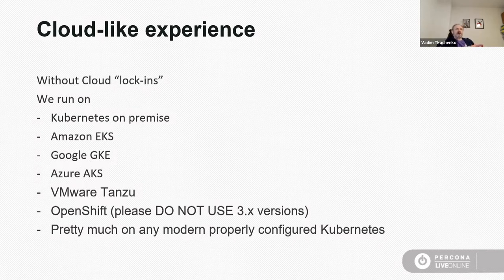With that, we can run our operators on Amazon EKS, on Google Kubernetes Engine, on Azure Kubernetes, on Enterprise Ready VMware Tanzu, of course, on OpenShift. But just please don't use a 3.x version. It's just too old. Only if you like antiques, please use OpenShift 4. And pretty much our operators will be able to run on any modern, properly configured Kubernetes.